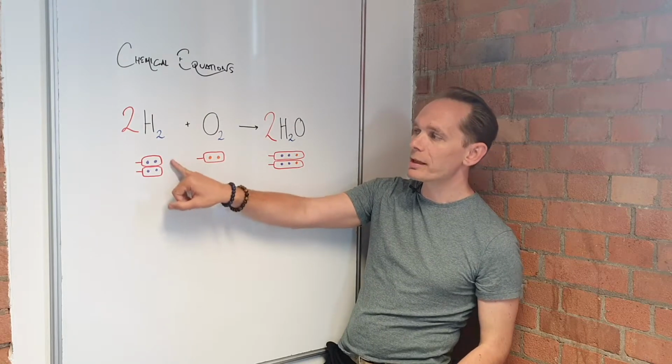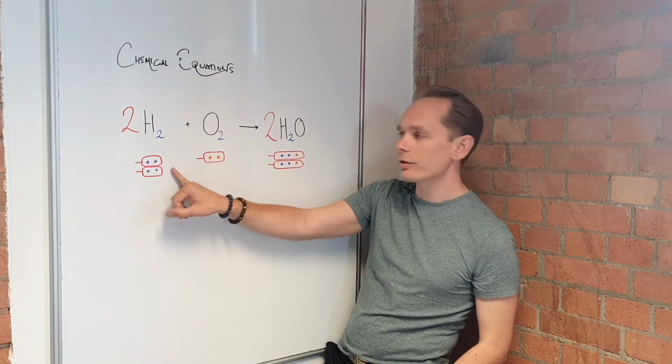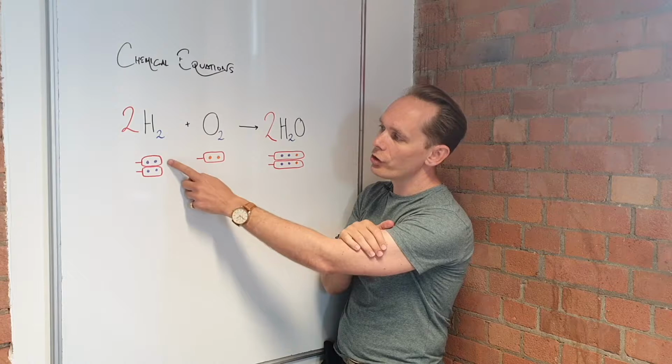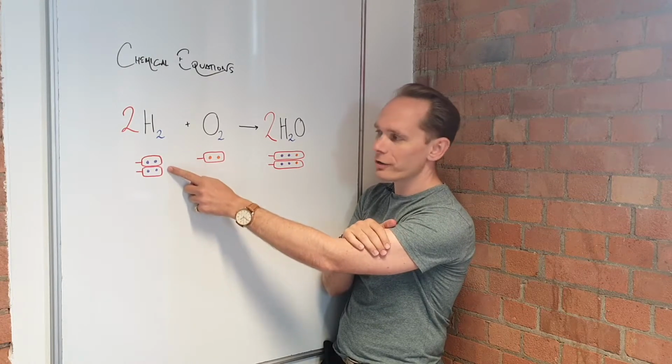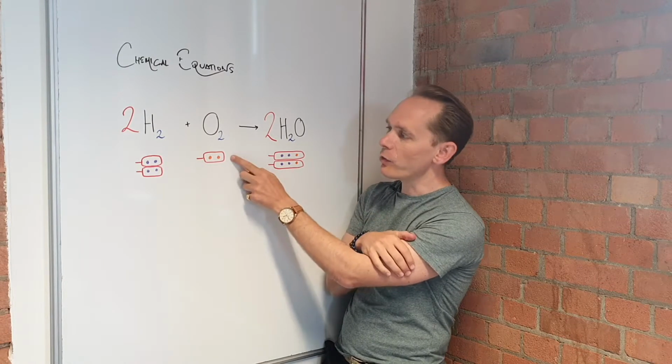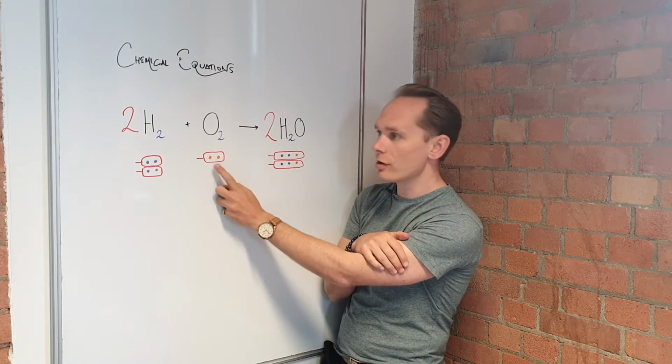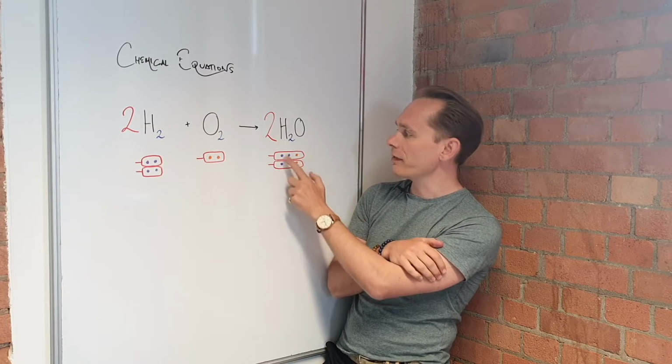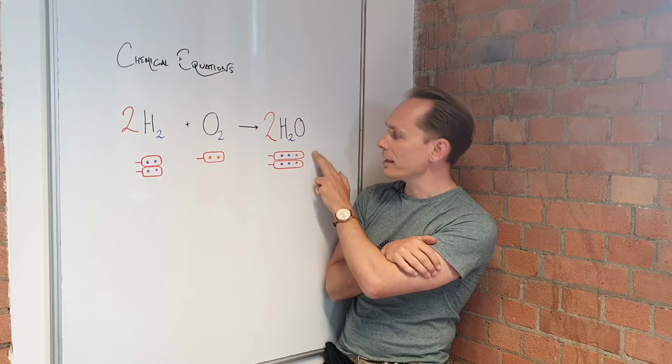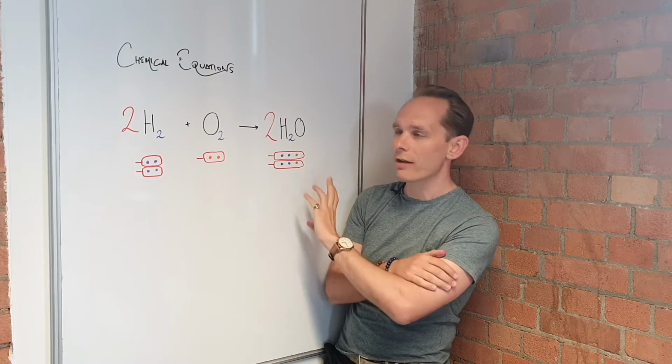So representing with dots, I've got purple dots for hydrogen, orange dots for oxygen. We've got 2 molecules of 2 hydrogens, there's 4 purple dots, and 1 molecule of oxygen, 2 orange dots, and then they will add up. We've still got 4 purple dots, 2 orange dots, making our 2 molecules of water. So you can see how that works visually.